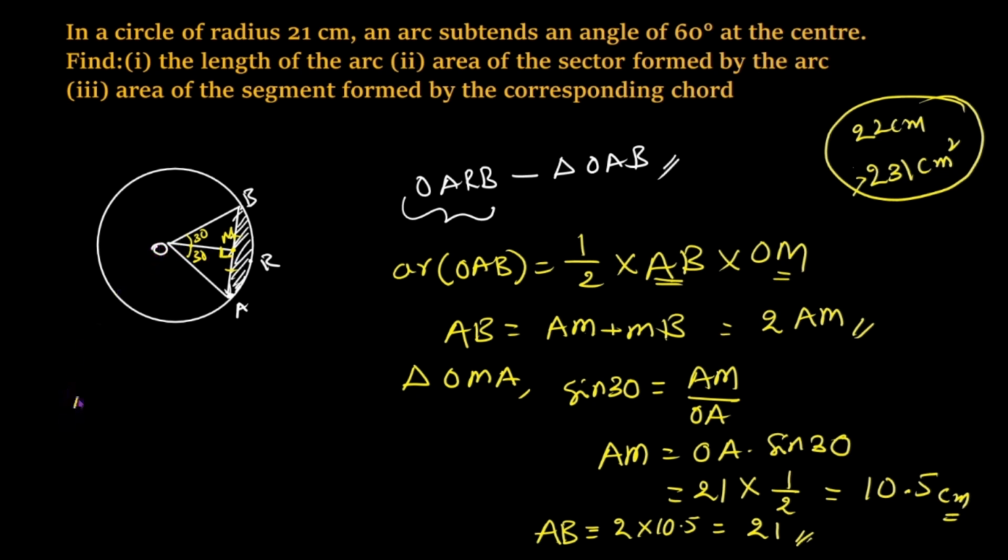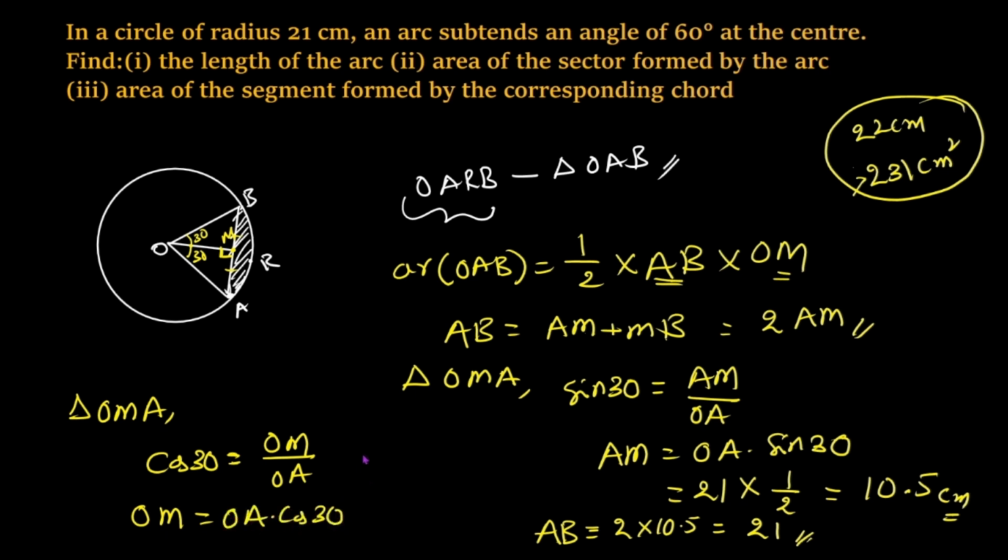How do you calculate the OM? If we take the same triangle OMA, can you write the cos 30 here? Cos 30 equals adjacent side, that is OM, by hypotenuse OA. So here you can write OM equals OA into cos 30. OA is the radius of the circle, which is 21, into cos 30. Cos 30 is root 3 by 2, right? Now substitute these AB and OM values into the area of the triangle.